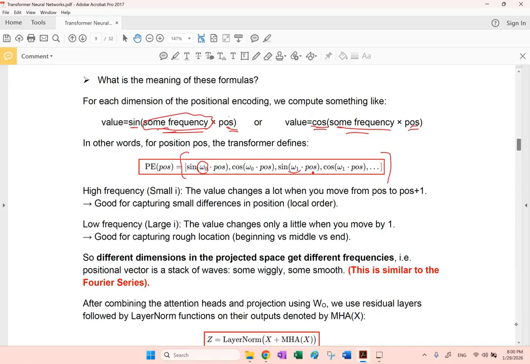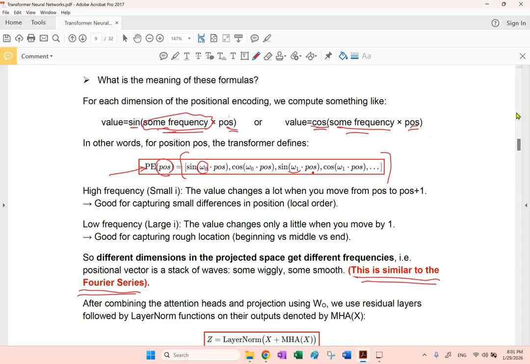Does this combination of sines and cosines with different varying frequencies remind you of anything? Yes, this is a similar notion to the Fourier series. Remember, in Fourier series, we try to approximate a function with a combination of sine and cosine with varying frequencies. That's the exact same thing you're doing here. With these pairs of varying frequencies of sine and cosine, you are going to approximate or embed the position for any token that has position pos.